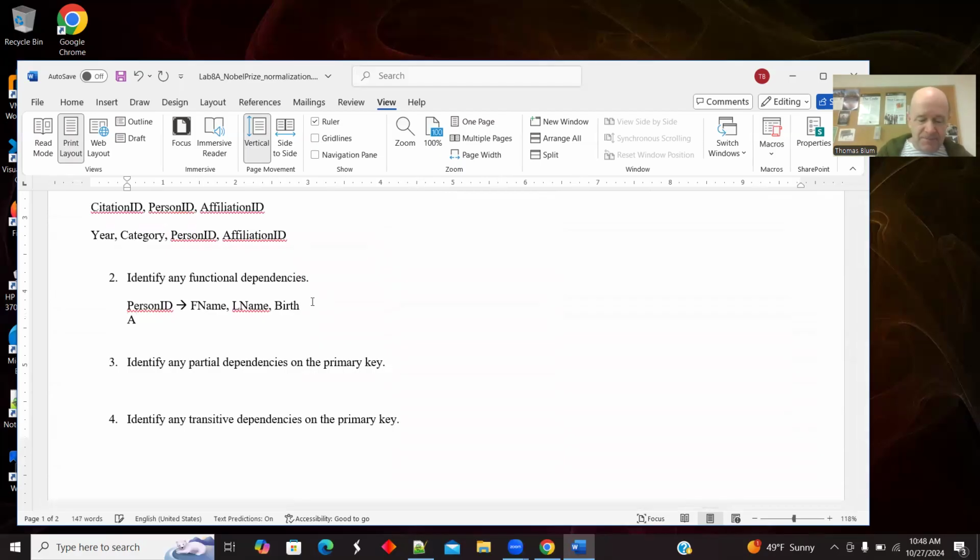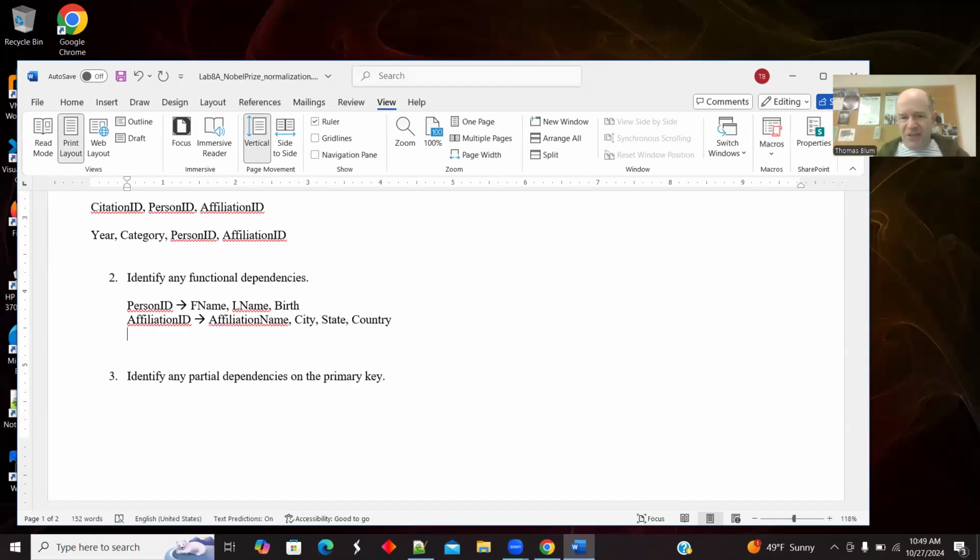The affiliation, and we're making it an ID, will pick out, I'll say there's an affiliation name or something, and the city and the state. It's a little too US centric. I probably should have said region or something, and country. So we get some affiliation stuff.